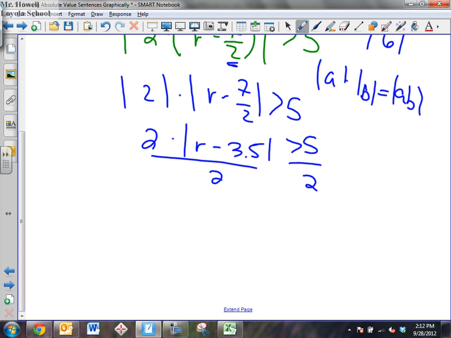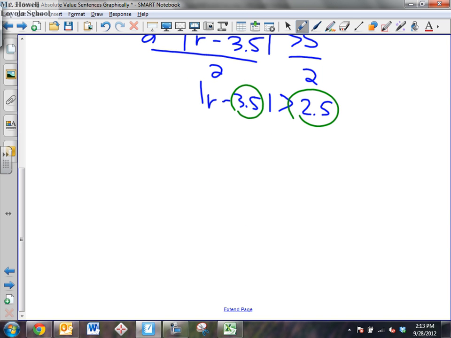What's 5 over 2 as a decimal? Yeah, 2.5. Now, take a look. Now it's easy to solve, because here is my starting point, and here is my deviation. So the only difficult part about this kind of problem is that you need to manipulate or alter the expression that you started with. Once you get into this form, you're able to just solve or write graphically.